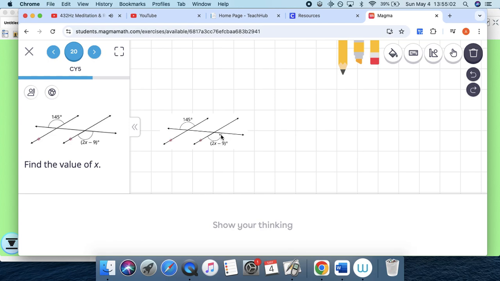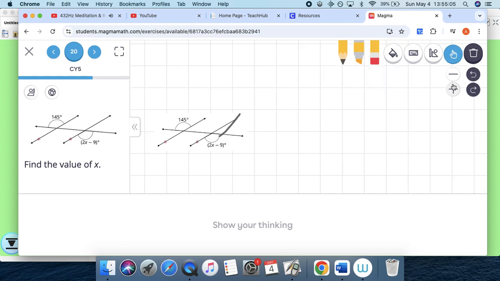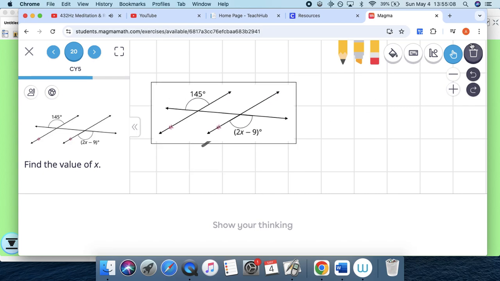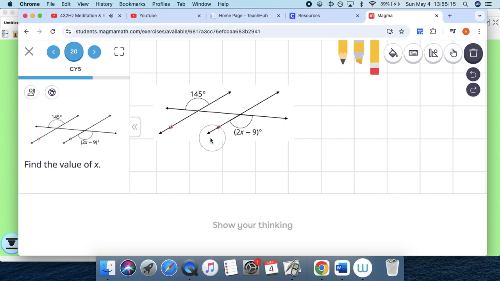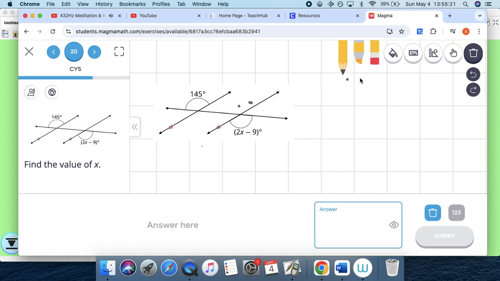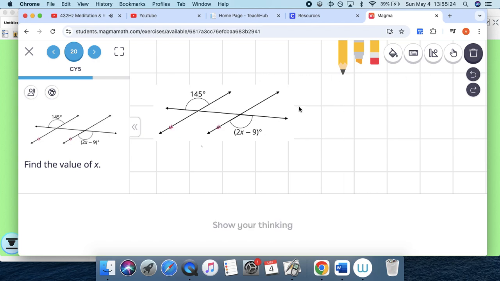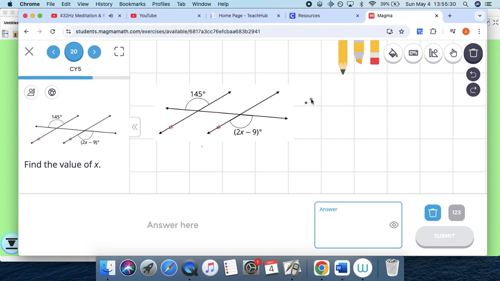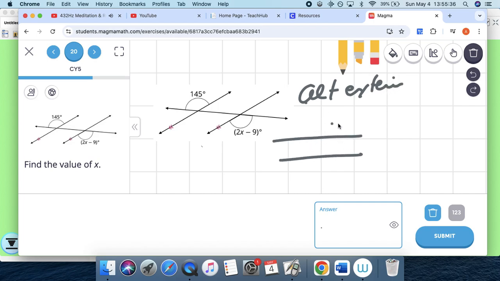Find the value of x. Okay, so let's make that just a little bigger. If you have a hard time seeing this, just turn your paper. So we want the value of x. Let's find out the relationship between these two angles. These two angles are called alternate exterior. If I draw a familiar picture, we're talking about this one here and this one here. They're alternate exterior. So when I set up the equation, they're going to be equal to each other.